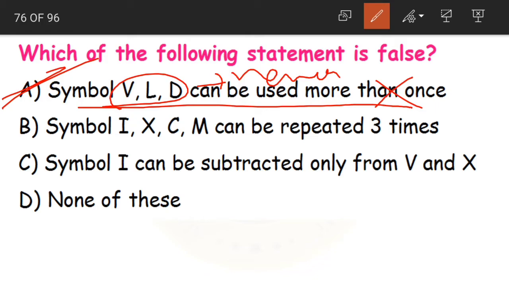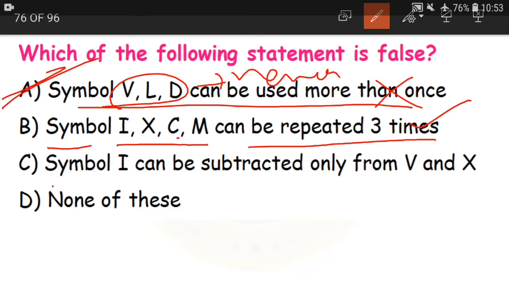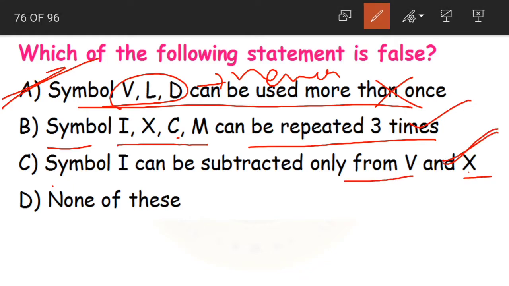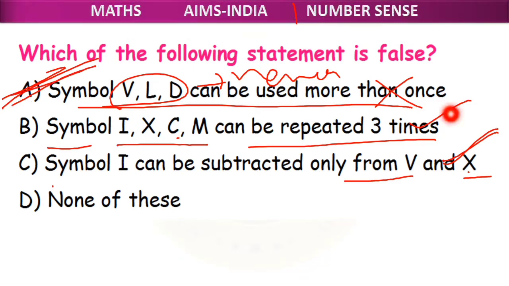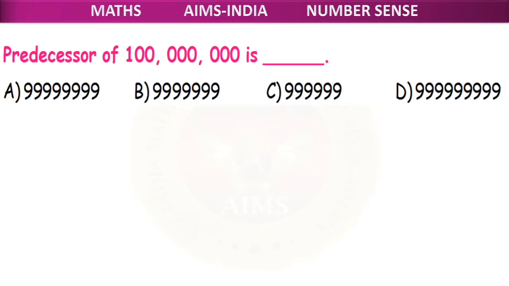Now let us check B and C also. Symbols I, X, C, M can be repeated 3 times. Is this correct? Yes, this is a true statement. And statement C, symbol I can be subtracted only from V and X. Again, is this correct? Yes, this is also true. So only option A is the false statement here. Remember that symbols V, L and D can never be repeated.